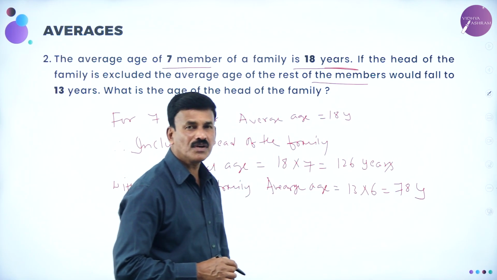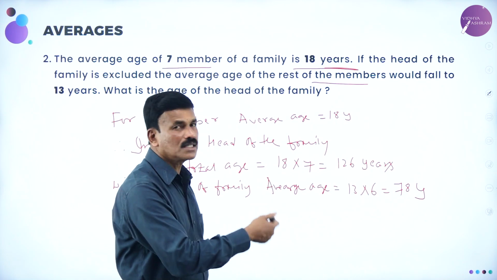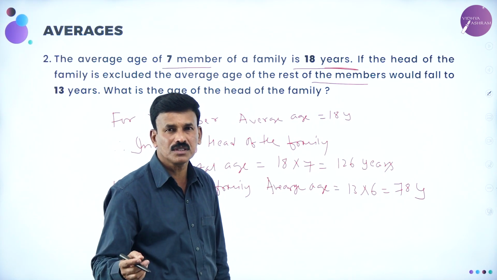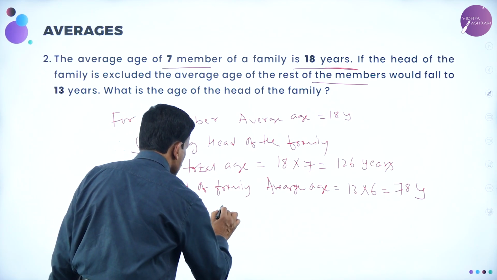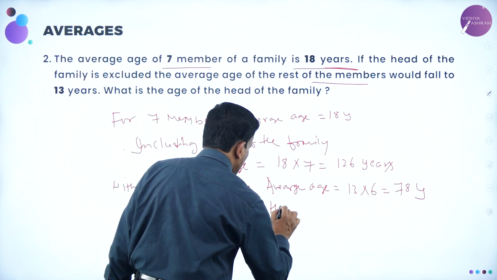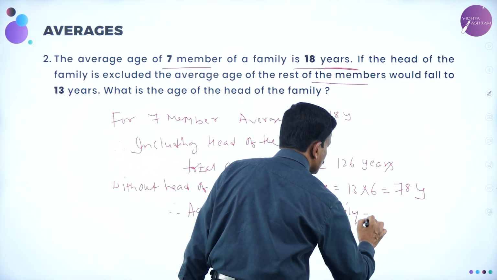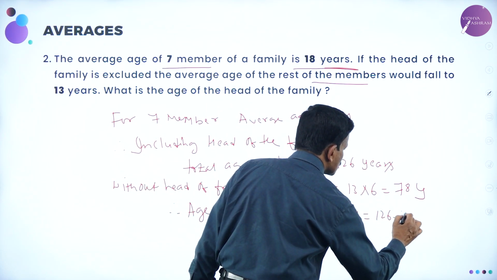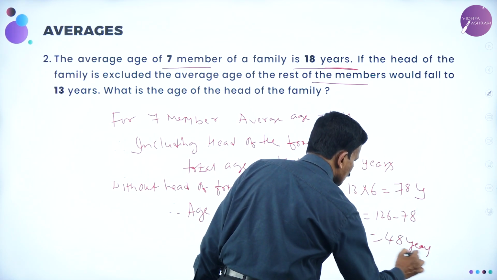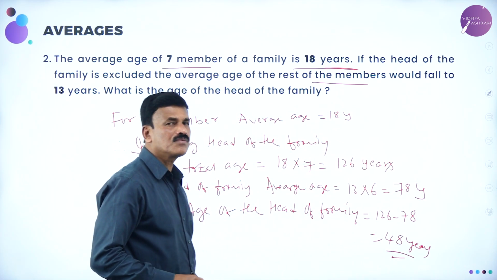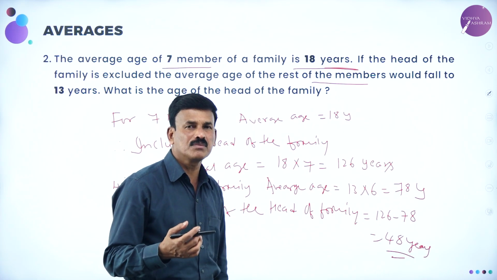Now, what is required to find? The age of the head of the family is just the difference, subtract, that will give the age. Therefore, the age of the head of the family is equal to 126 minus 78, that's equal to 48 years. So, the age of the head of the family is 48 years. This is how we are going to solve this problem. Very simple problem indeed.